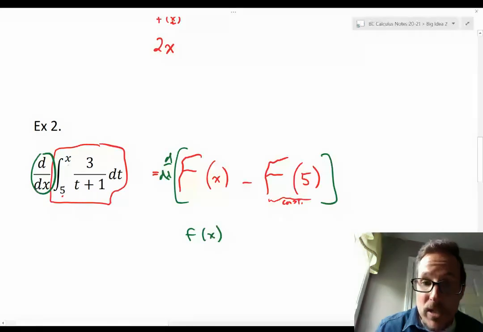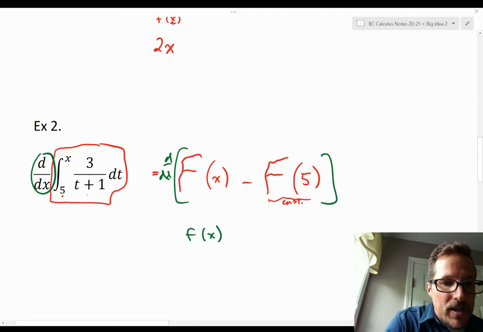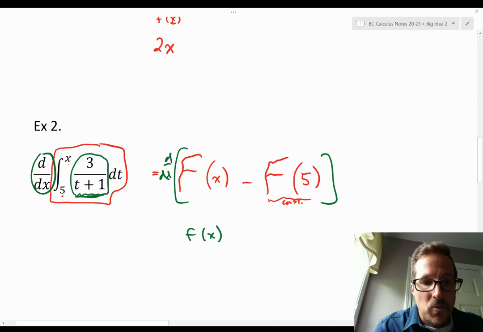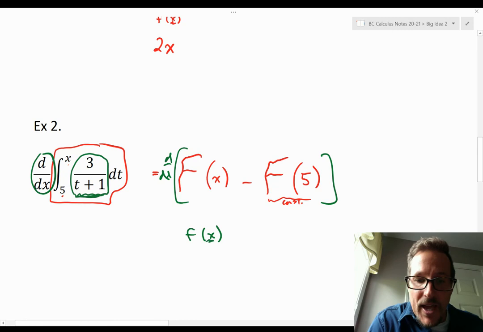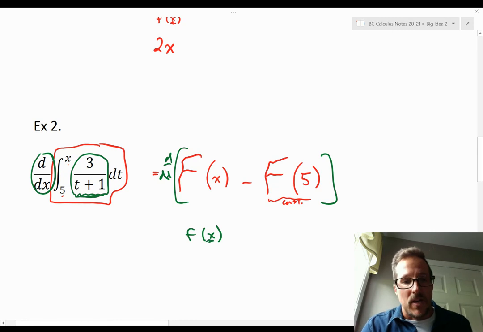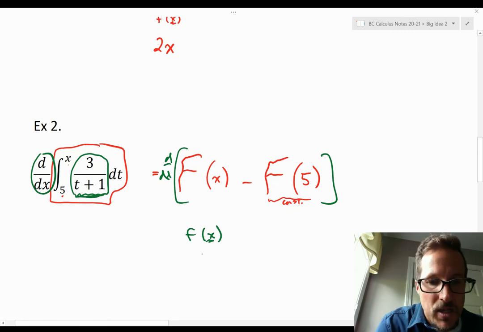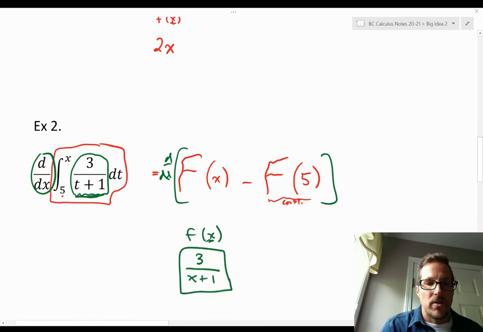Now, what was the original f of x? The original f of x, the integrand function, is 3 over t plus 1, but now it's in terms of x. The input is x, not t. T's a placeholder. So we'll say this is 3 over x plus 1 is the derivative of that integral expression.